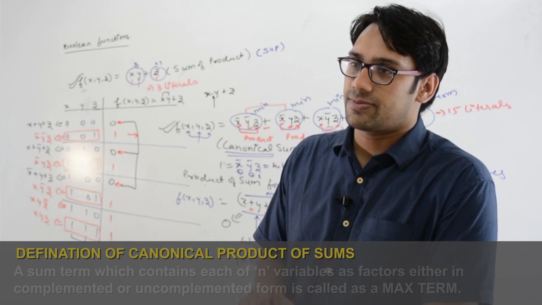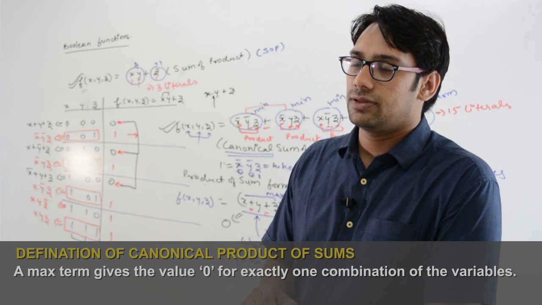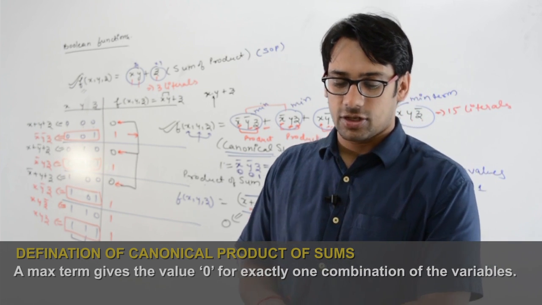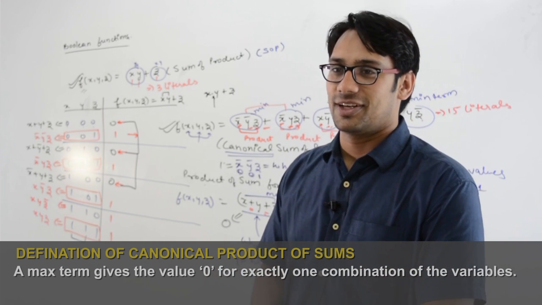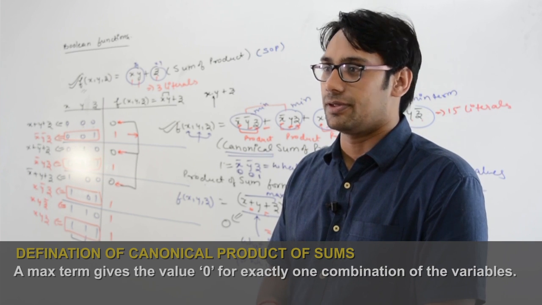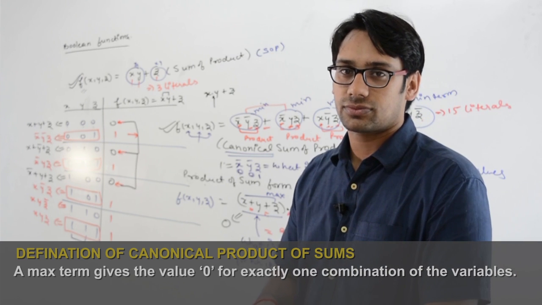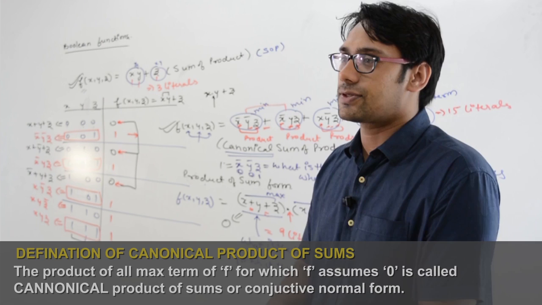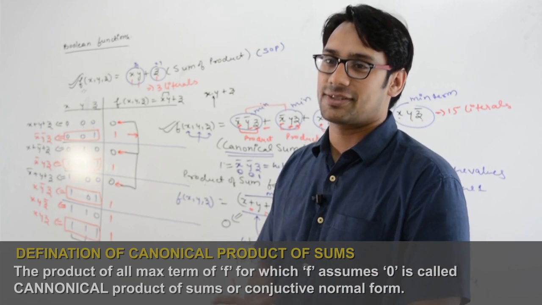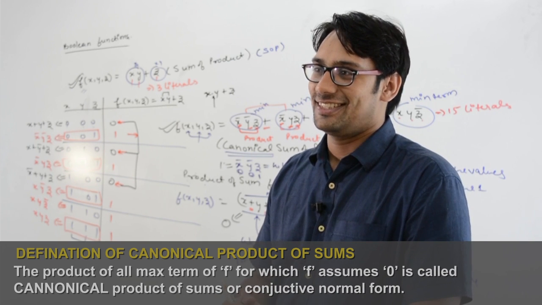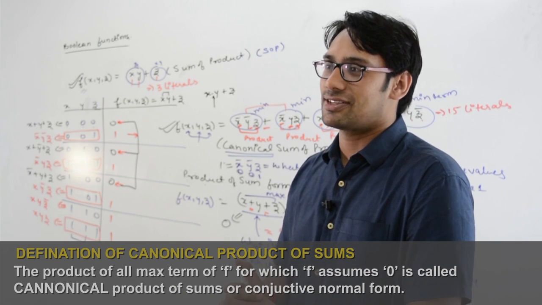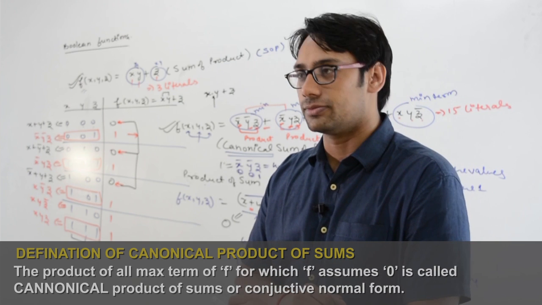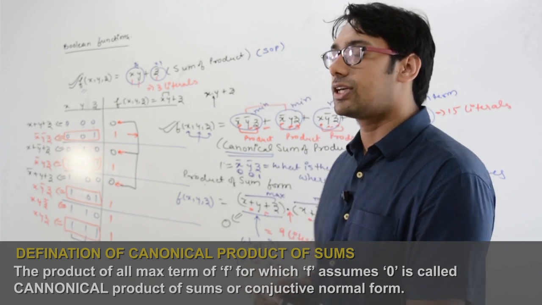And the max term gives the value 0. Next point: the max term gives the value 0 for exactly one combination of the variables. Write the next point. The product of all the max terms for a function f for which the function assumes a value 0 is called canonical product of sum or conjunctive normal form.